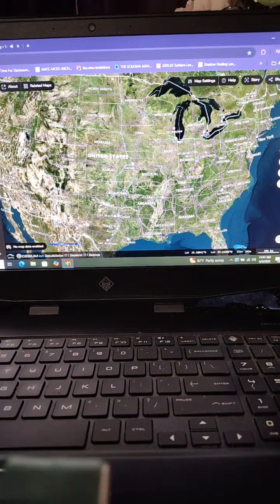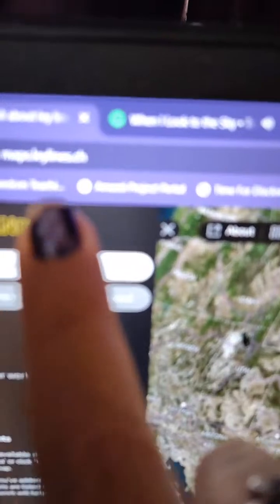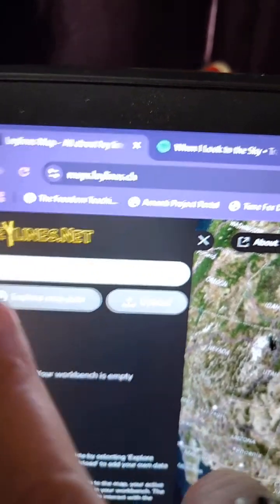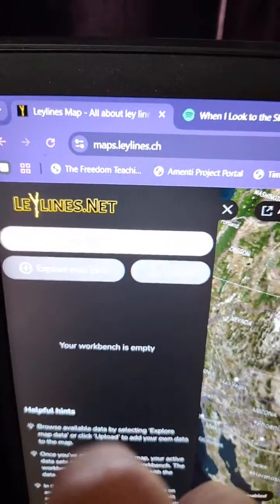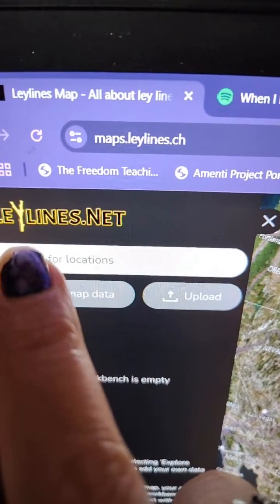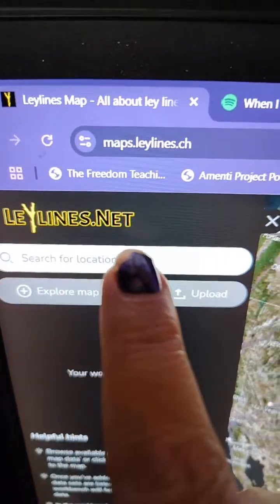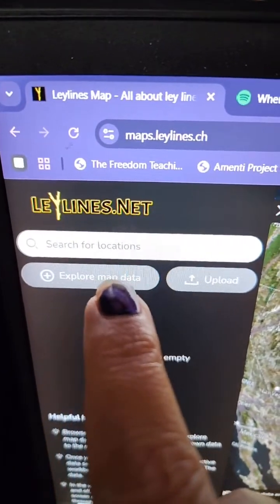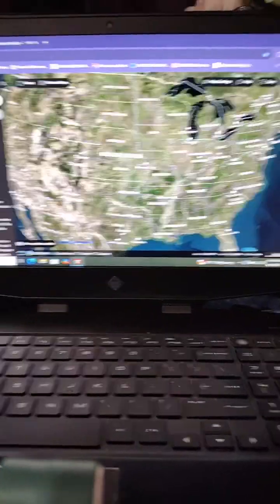Oh, I want to show you guys how to use this now too while I got this going. Maps.leylines.ch. Okay. Leylines.net. What you're going to do is in this box, you're going to put your location. After that, you hit Explore Map Data. Okay? So you can watch me do this.